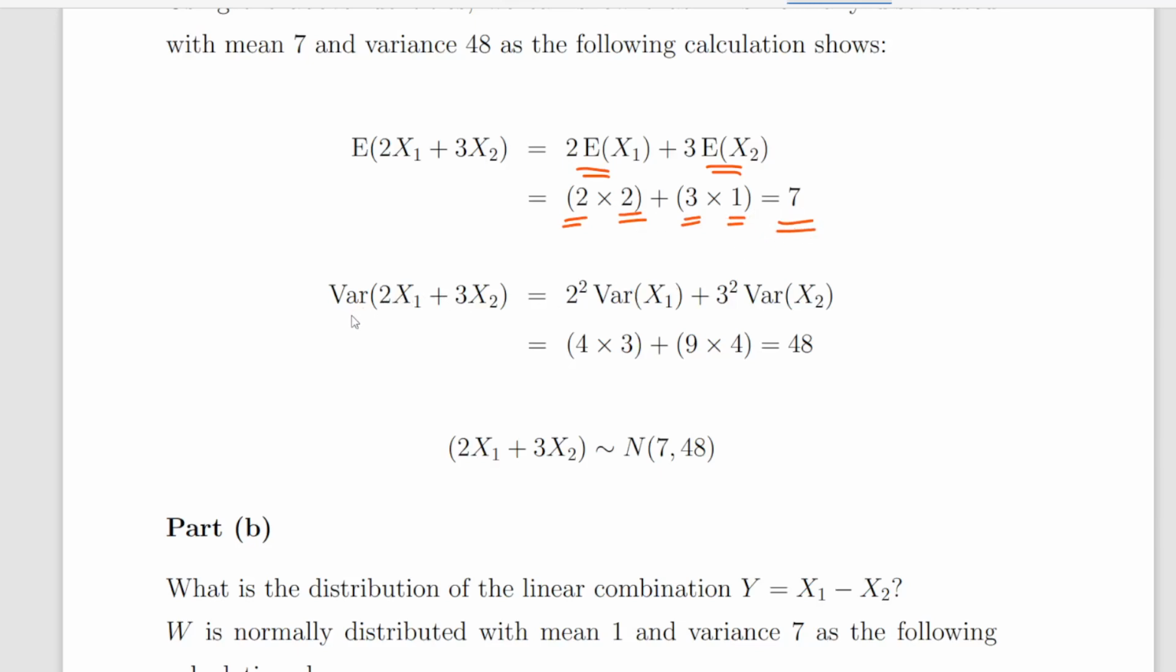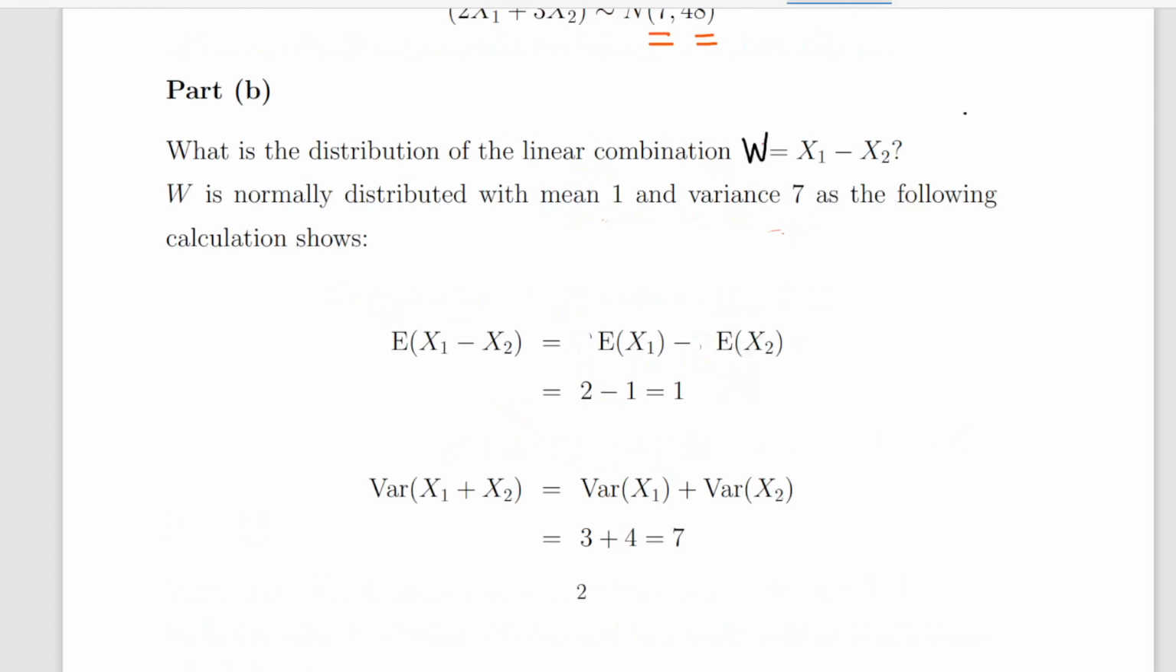Now the variances. The variance of 2x1 plus 3x2. Here the coefficient is 2, and in this case the coefficient is 3. So we have 2 squared and 3 squared, which turn into 4 and 9 respectively. We're told that the variance of x1 is 3, so we have 4 times 3, and the variance of x2 is 4, so we end up with 9 times 4. 4 times 3 plus 9 times 4 is 12 plus 36, and that is equal to 48. So y is a normal random variable with mean 7 and a variance of 48. Okay, so that's y there.